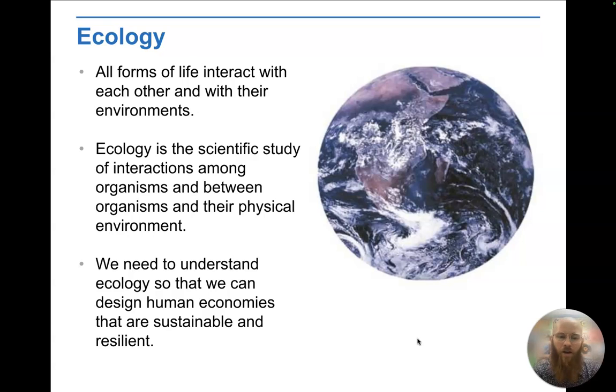We need to understand ecology so that we can design human economies that can be sustainable or account for our environments around us and the organisms we share the planet with. But also we need to be able to design economies to be resilient. So whenever there might be changes in our environment, we want to make sure that our society or our economies are able to adapt or adjust to still coexist with those changes.